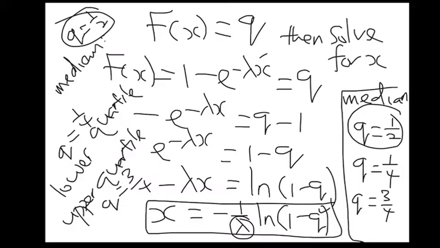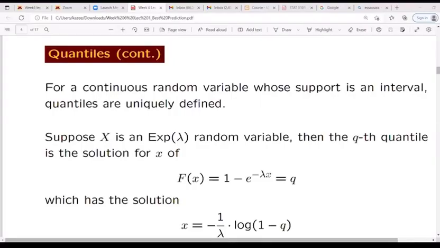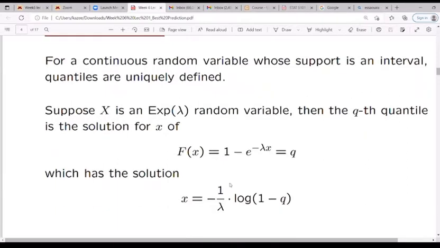I'm going to stop my share now, and of course, go back to the material. I think I've just shown you how it is. This is the solution: x equals -1 over lambda times the natural log of 1 minus q. And of course, this is the quantile function of the exponential distribution.